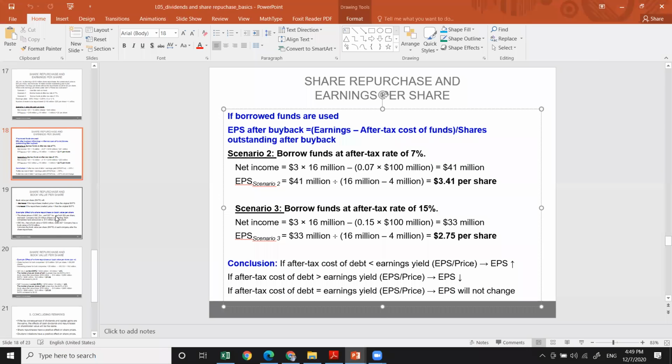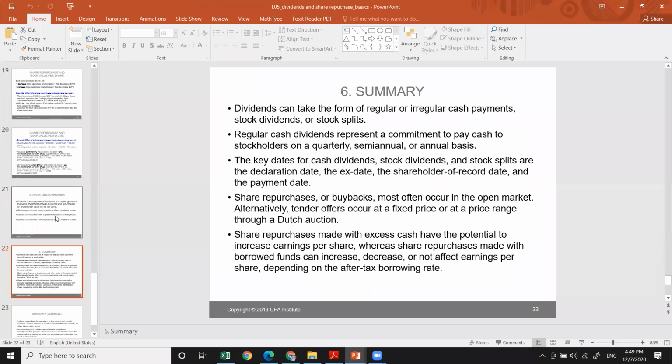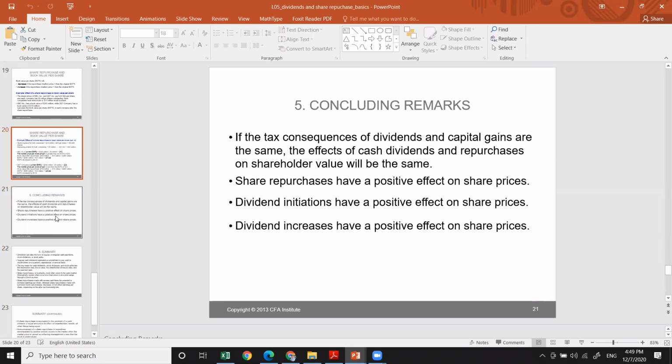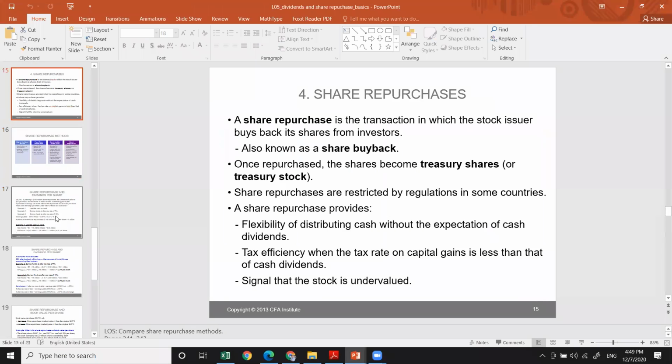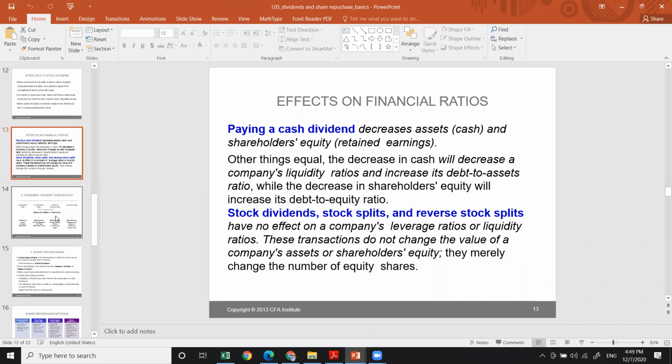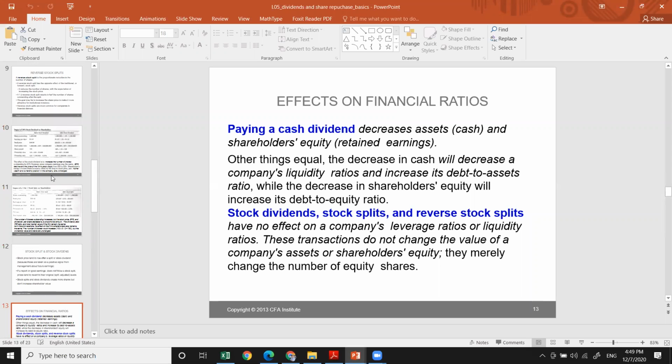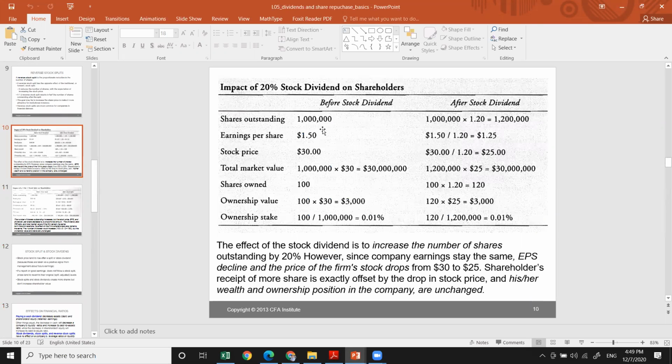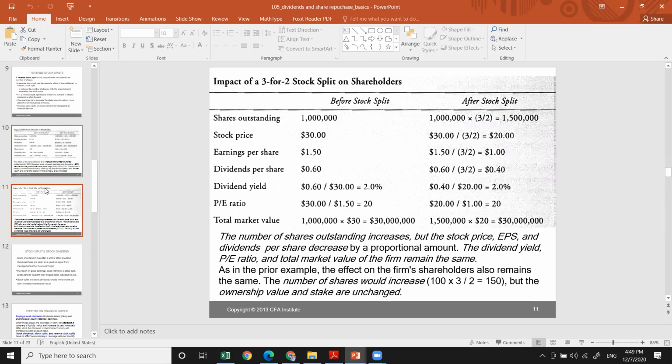Stock dividend, stock split, and reverse stock splits have no effect on the company's leverage ratios and liquidity ratios. The transactions do not change the value of the company's assets or shareholders' equity. And it's provided as proof to you from this calculation, as you can see, for stock split and stock dividend.